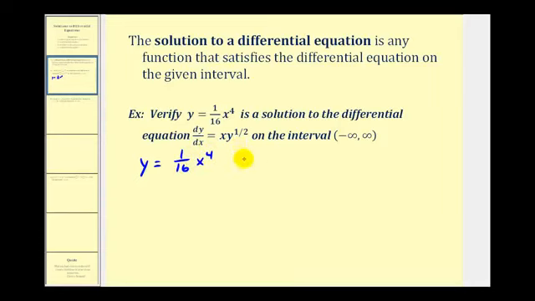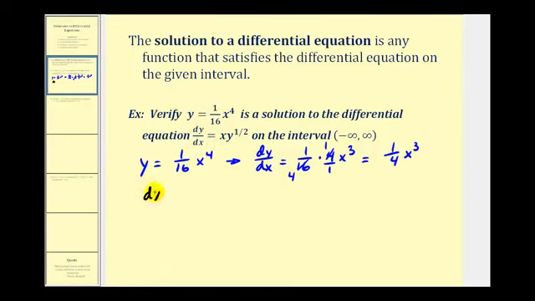So if y is equal to 1/16 x to the fourth, we apply the power rule here to find dy/dx. So dy/dx is going to be equal to 1/16 times the derivative of x to the fourth, which would be 4x to the third. So the same as 4 over 1, so this here is going to simplify. There's one factor of 4 in 4, and 4 factors of 4 in 16. So dy/dx is equal to 1/4 x to the third. So now we have enough information to verify that this function is a solution to this differential equation.